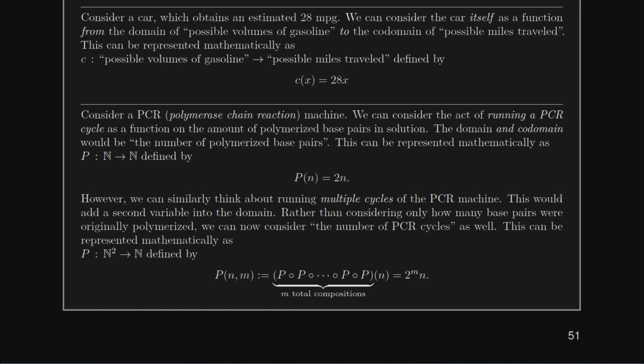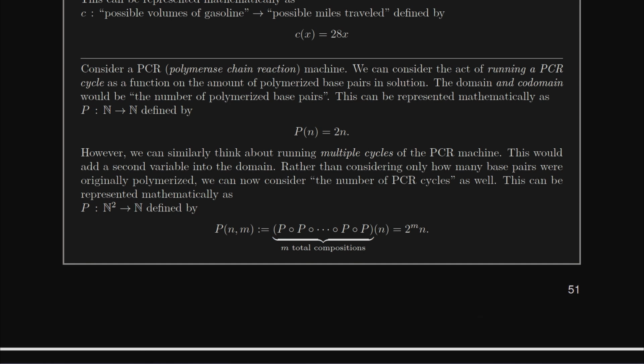That's kind of nice. And we also have, maybe if you're a microbiologist in the group, the polymerase chain reaction machine, which basically doubles the amount of DNA you have in a situation. So in this case, if you have a specific number of polymerized base pairs of DNA as your domain, the codomain is also this number of polymerized base pairs, and the function p just takes that number and doubles it, right? If I run a PCR machine once on polymerized base pairs, then I would double the total number of base pairs, which is represented as 2n.